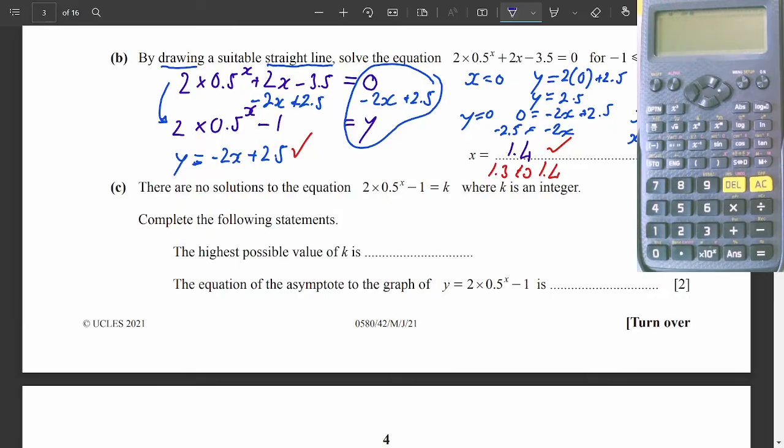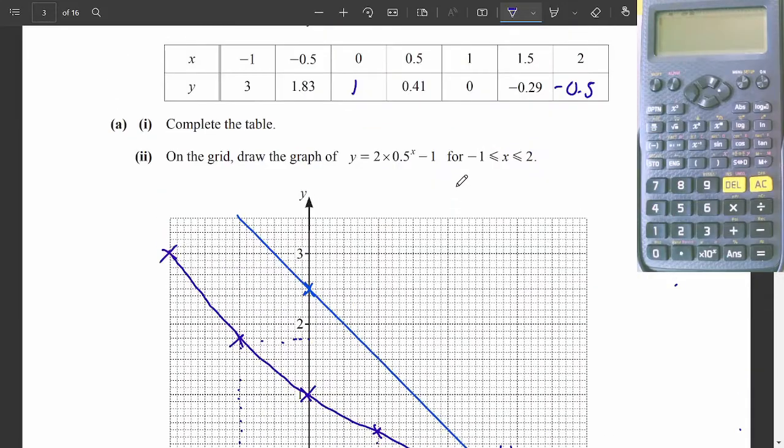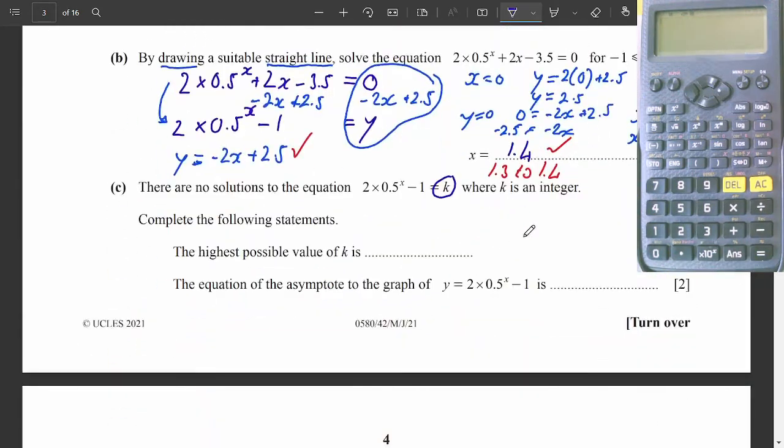Question 2c, there are no solutions to the equation, and that's the equation we've just drawn, equal to k. So what is k doing there? Let's see. On our original equation, all of this was equal to y. Now they've got all of it equal to k. So what we're looking at here is y is basically equal to k. They are the same thing. Where k is an integer, remember integer means whole number, no decimal values. Okay, 1, 2, 3, 4, 5 or something negative. Complete the following statements. The highest possible value of k is.